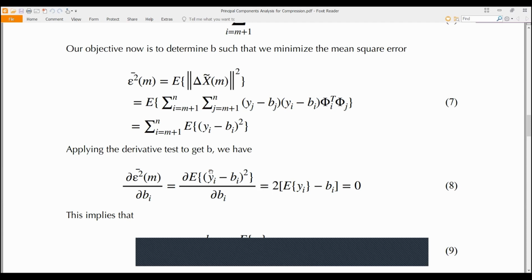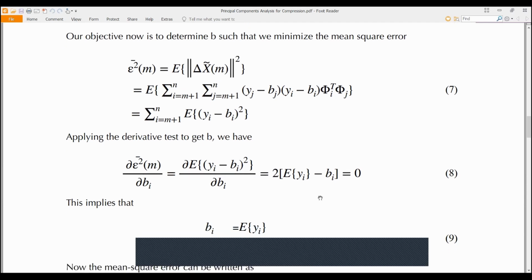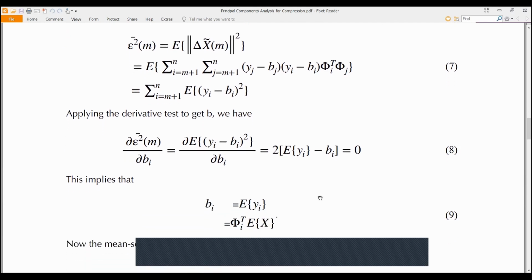Right? And so if we perform this partial differentiation, we are reduced to this. Okay? Alright. And this must be equal to 0. So this implies that if this equation equals to 0, then b sub i should be equal to the expectation of y sub i. Okay?